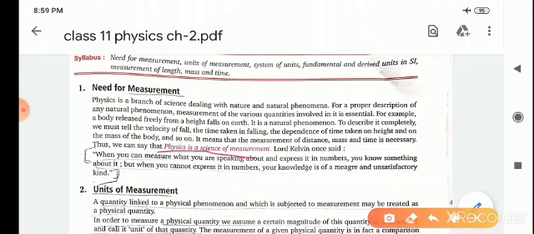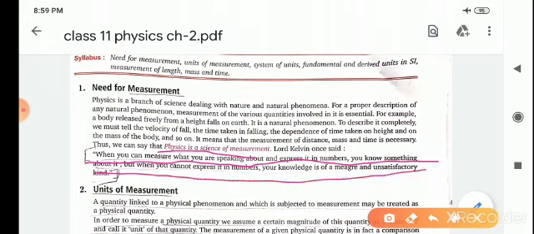Lord Kelvin once said, very important point, children: when you can measure what you are speaking about and express it in numbers, you know something about it, but when you cannot express it in numbers, your knowledge is of a meager and unsatisfactory kind. Right? Very important point, please learn it.